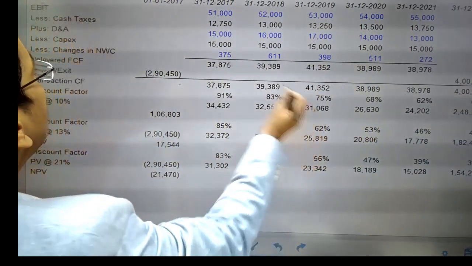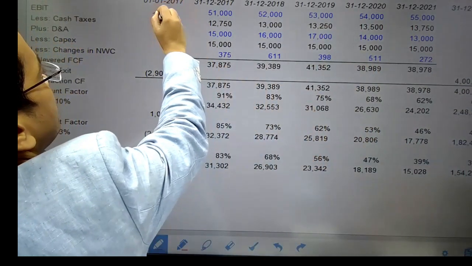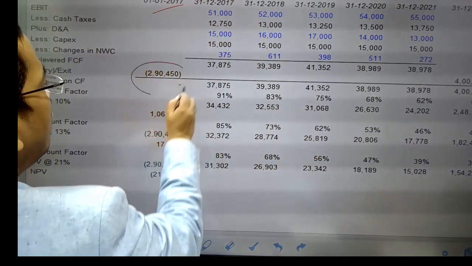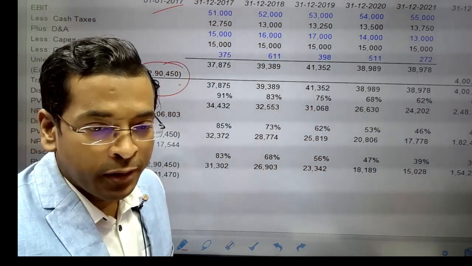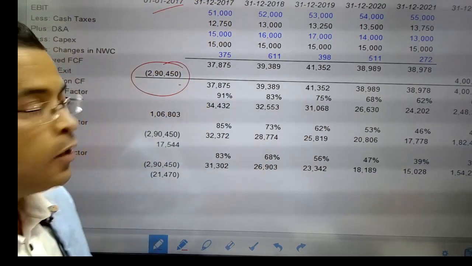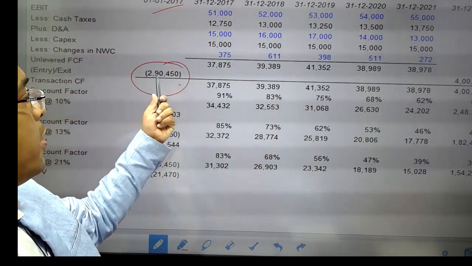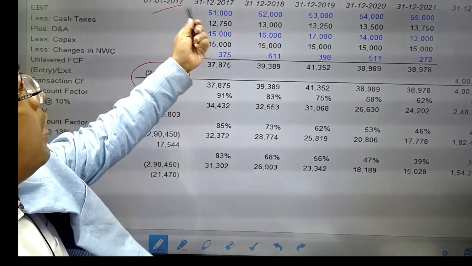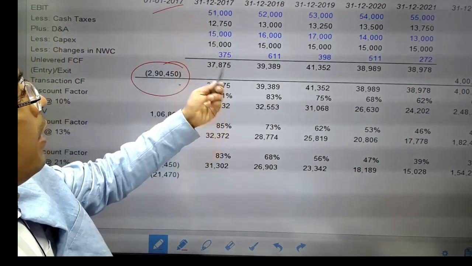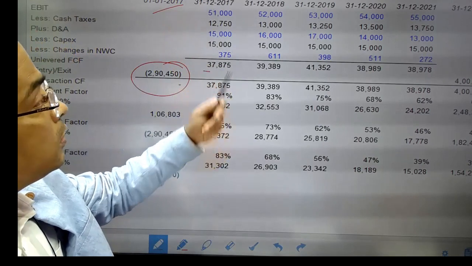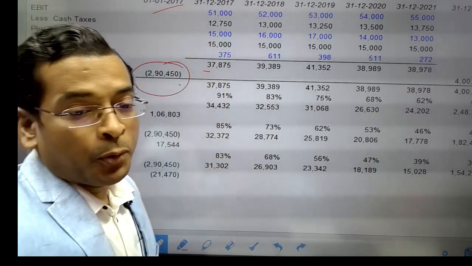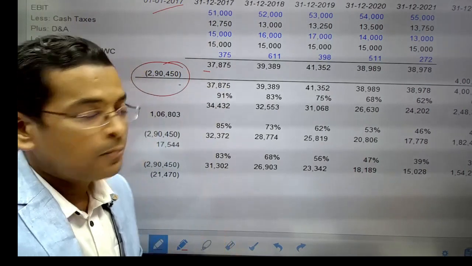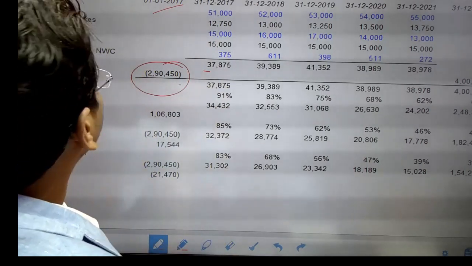So in this case, what is happening is on 1st January 2017, we made an entry. Entry means we made the investment to the tune of 290,000. Subsequently, at the end of the same year, we had cash inflow. That is good news because the project has started to make money in the very first year. And how is it calculated?